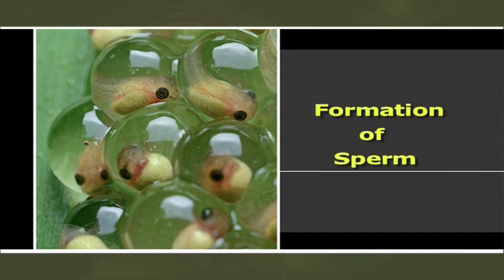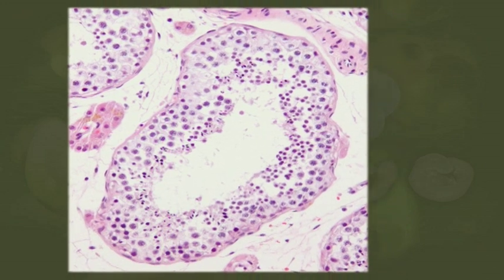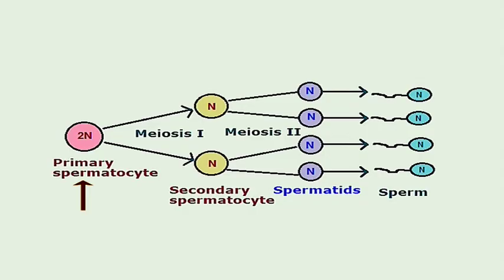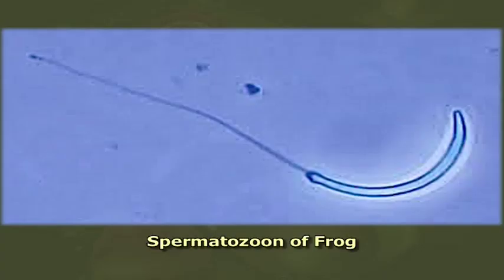Now, we detail the formation of sperm. Sperms are formed in the seminiferous tubules of the testes of the male. From one primary spermatocyte having 26 chromosomes, 4 sperms are produced, each having 13 chromosomes. A spermatozoon of frog is about 0.03 mm long.